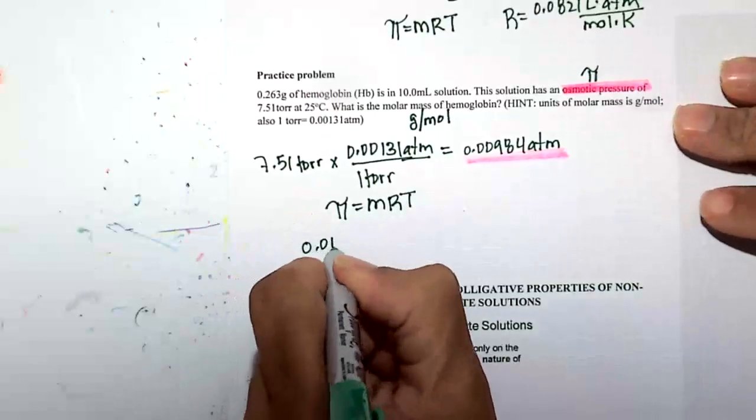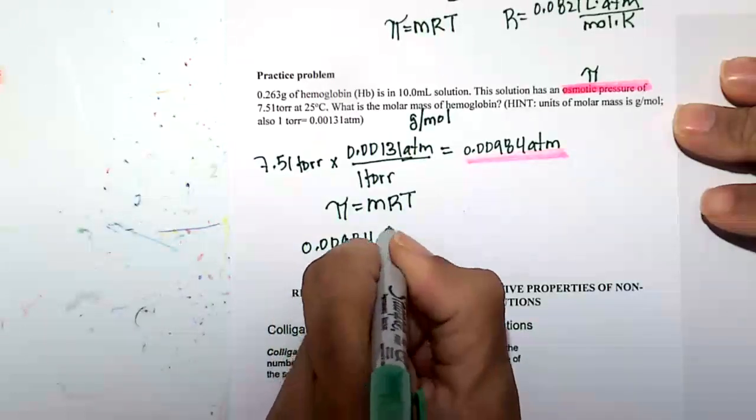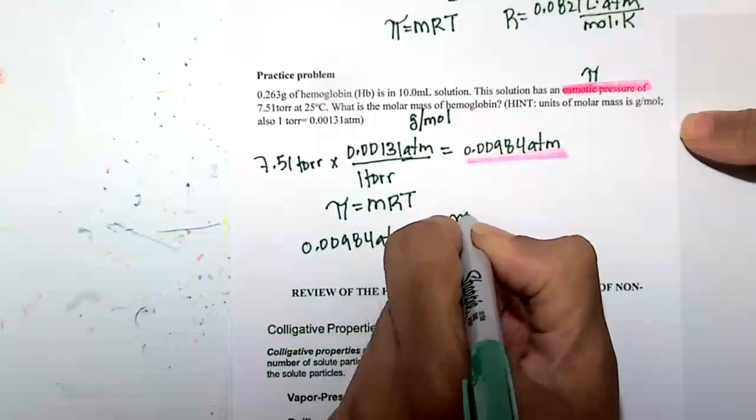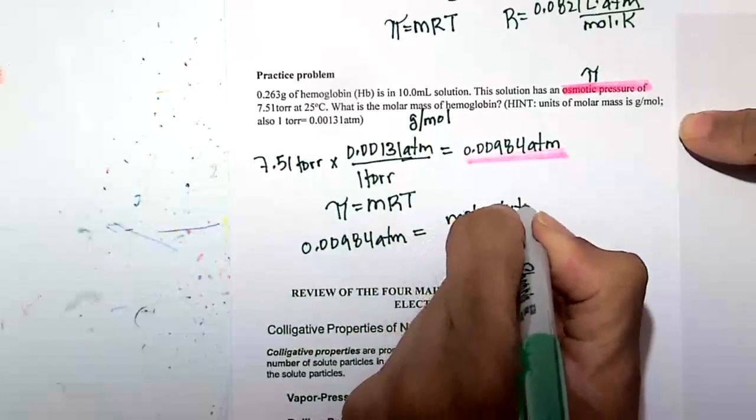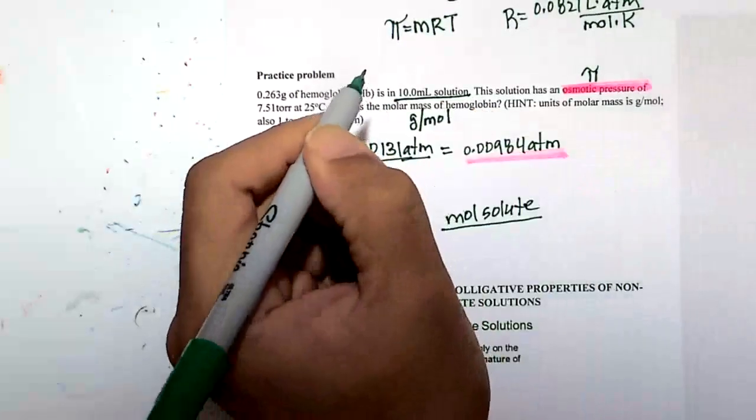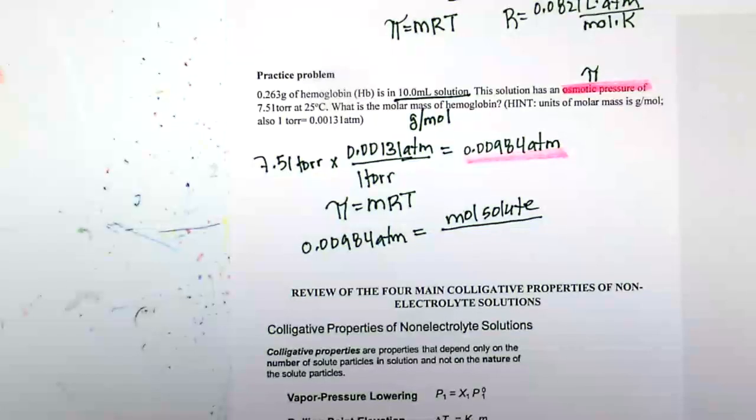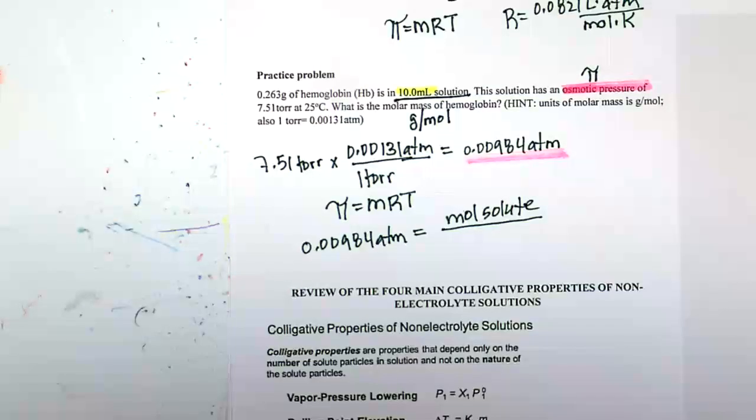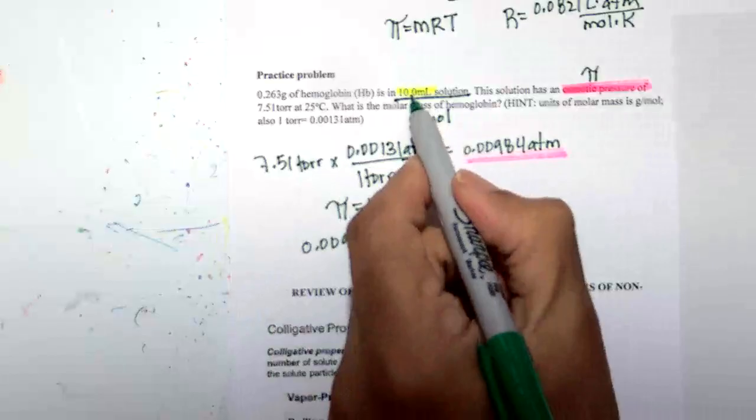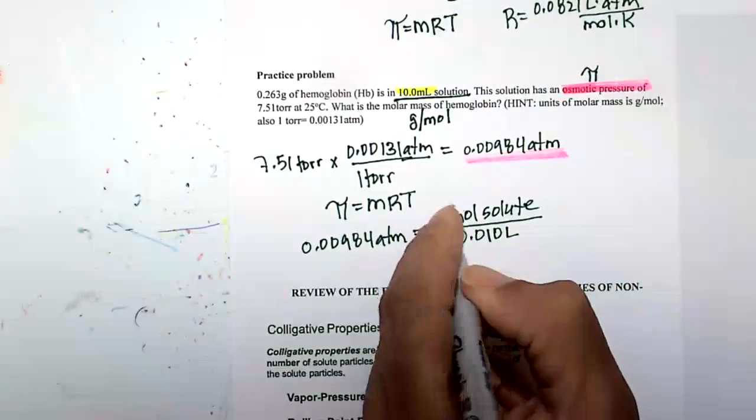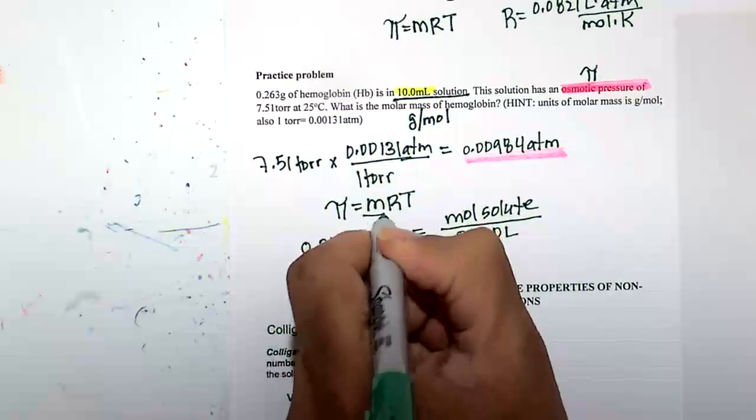We have 0.00984 atmospheres. Big M is moles of solute over liters of solution. What is our liters of solution? 10 milliliters. Let's convert that to liters. How will we convert that to liters? We divide by 1,000. So this liters of solution is 0.010 liters.